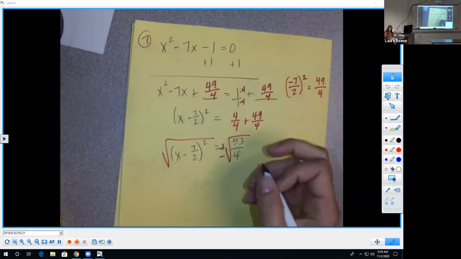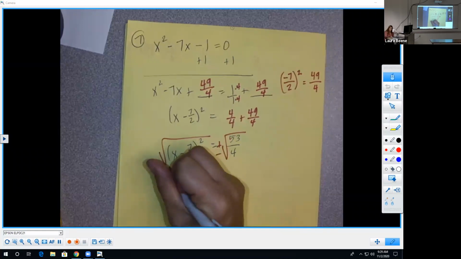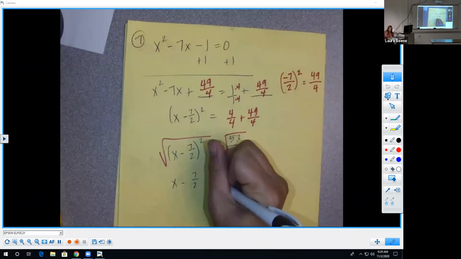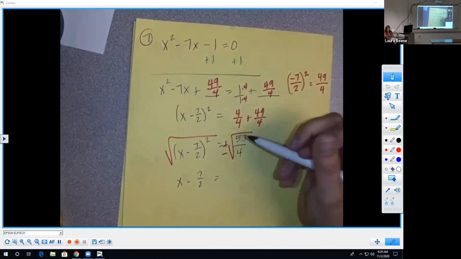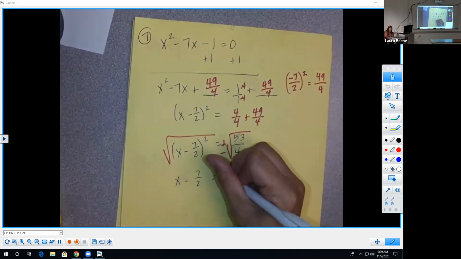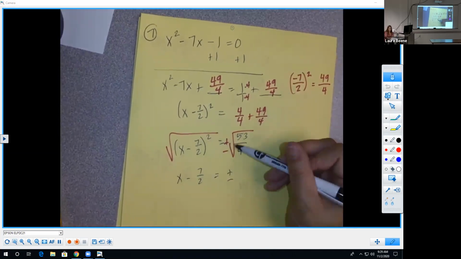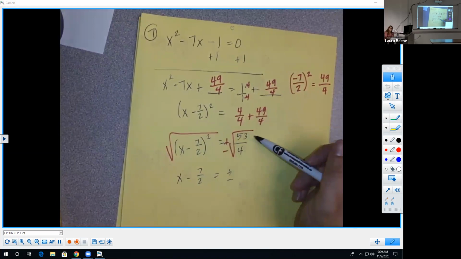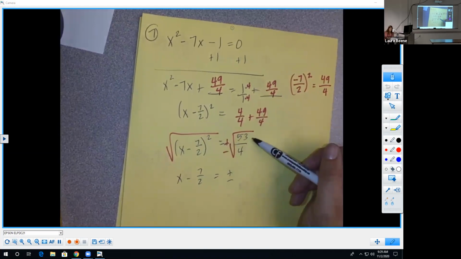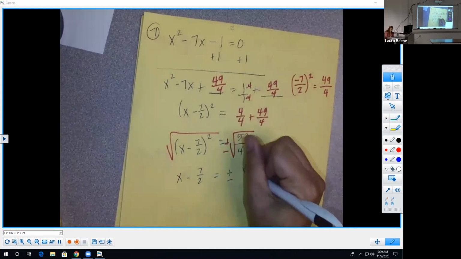Okay, so on the left-hand side, the squared and square root undo each other. I just get x minus 7/2. On the right-hand side, it's plus or minus. I'm taking the square root of the whole thing. So look at the top. Can you take the square root of 53? No, so it's still just the square root of 53 on top.